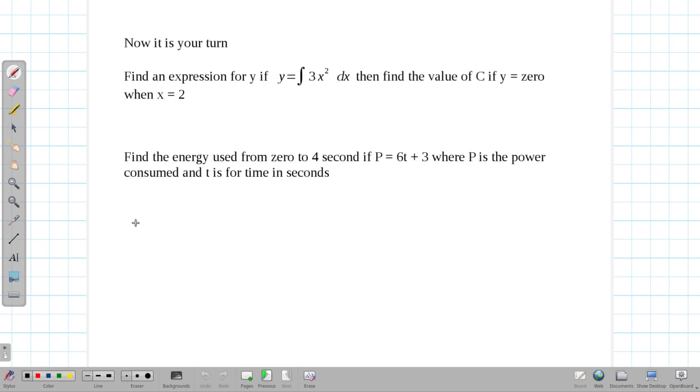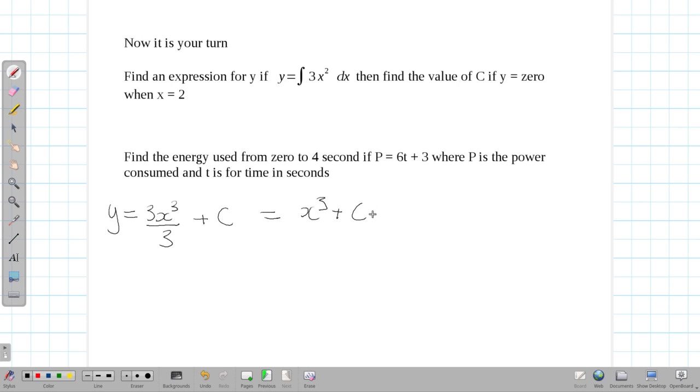Find an expression for y if dy/dx equals 3x squared. Find the value of c if y equals 0 when x equals 2. So firstly we're going to solve it. I'll do this down here. So y equals the integration of 3x squared, well that's quite straightforward. It's going to become 3x to the power of 3, adding 1 to the 2 makes it 3, divide by 3, plus c. And if I simplify that a little bit, we'll just get x to the 3 plus c.